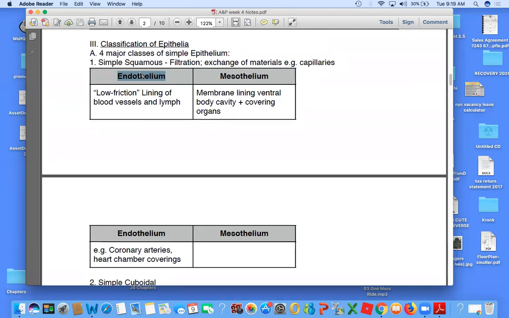Mesothelium, on the other hand, is a membrane lining of the ventral body cavity, and it covers the organs. That's another type of lining in the body that looks like saran wrap that holds the organs together. So again, the anatomy fits the physiology. It's a lining, and it allows for not just exchange of material, but a filtering of the material.